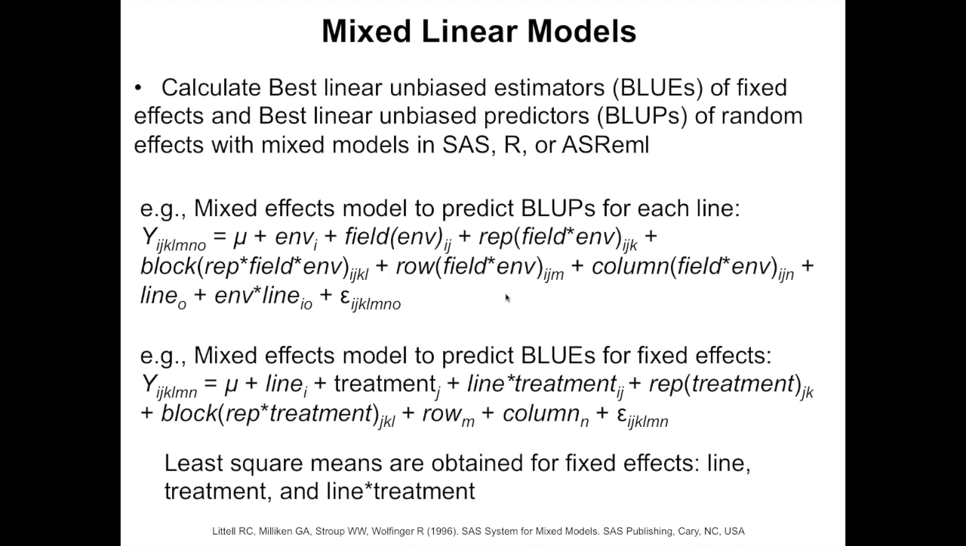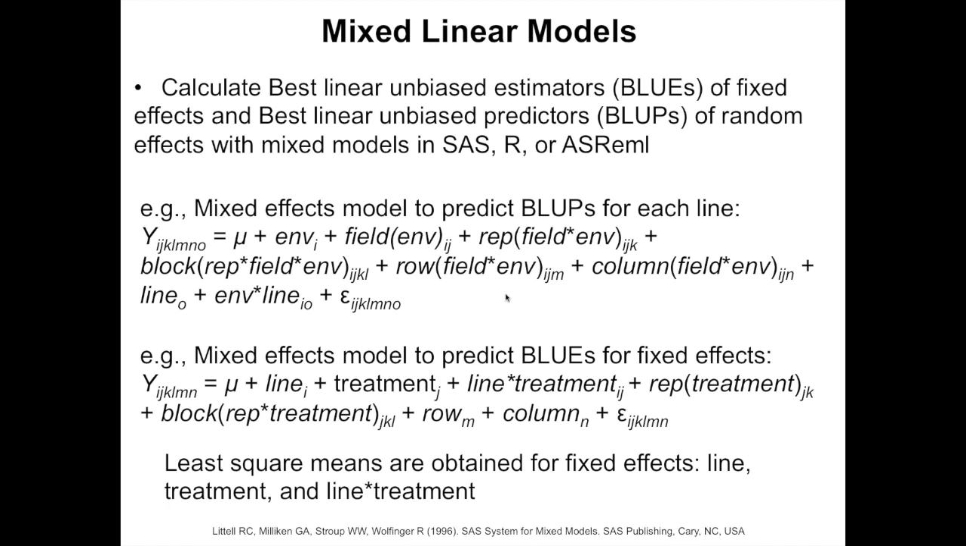And so our first mixed model here is an example of accounting for field effects. What we're trying to do here is predict BLUPs for each line for a particular phenotype. If you look at the random terms in this model, the only fixed term in this model is the grand mean, but all of the other terms are random. So we have a term for environment.